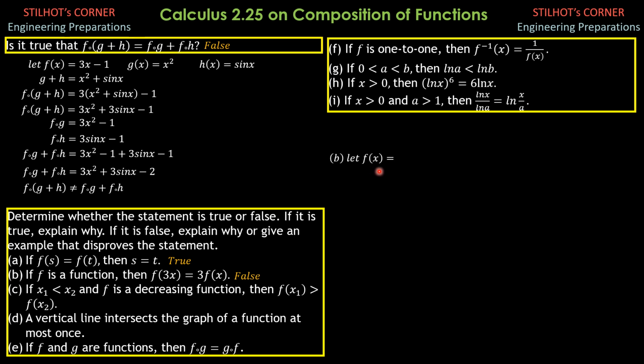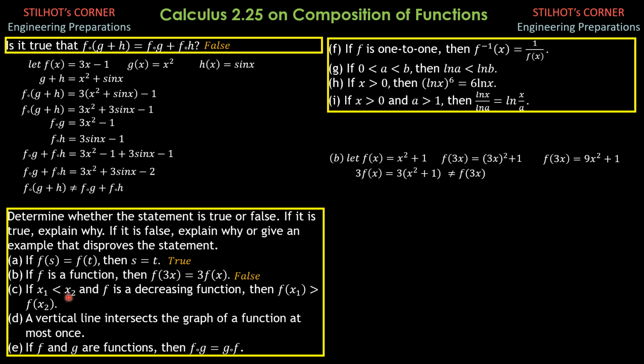So let f of x be x squared plus 1. So f of 3x is the quantity 3x squared plus 1. So that would be 9x squared plus 1. While 3 times f of x is 3 times the quantity x squared plus 1, which is only 3x squared plus 3. So that is not equal to f of 3x, which is 9x squared plus 1. So that proves that this statement is false.